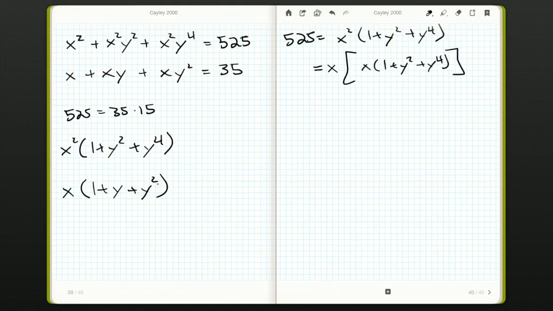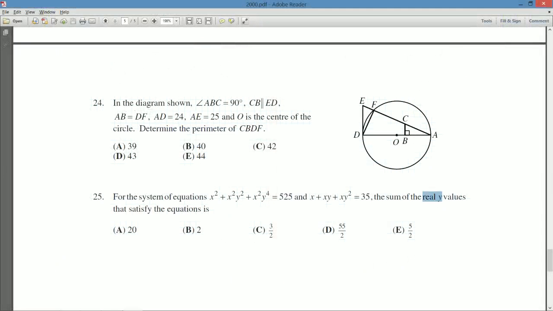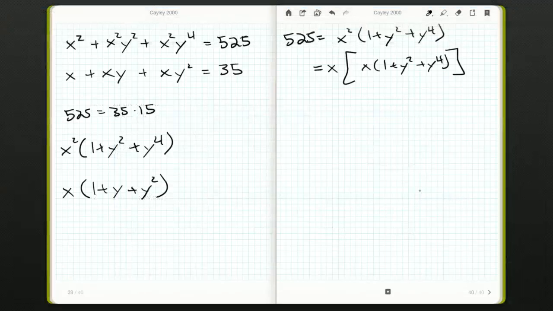Now I could straight out attempt it, or I could check whether certain y values give a factor here. But the problem is, we're asked for real y values, so just testing numbers isn't going to help. I could try and find zeros of this expression and see if that might lead me to think that one is a factor of the other.